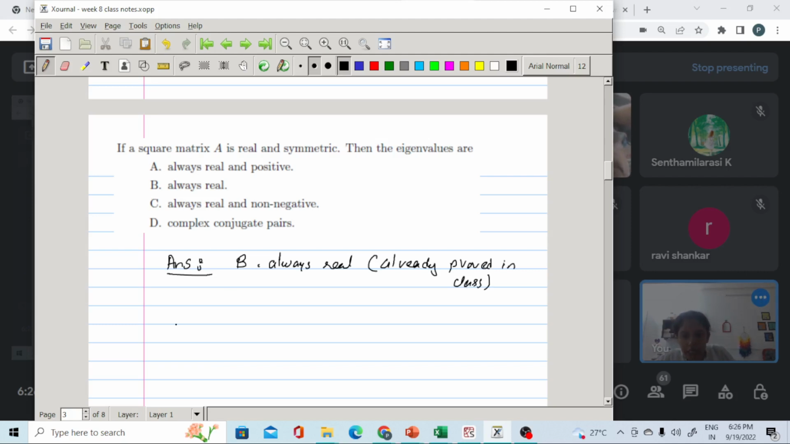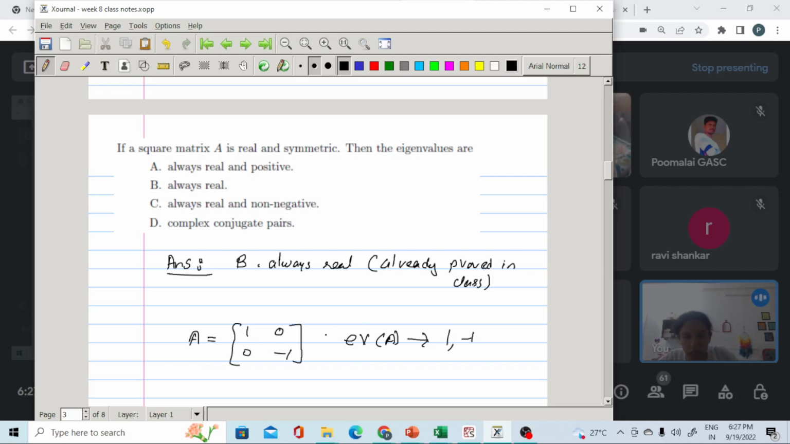If I take the matrix A equals 1, 0, 0, minus 1, what are the eigenvalues of A? 1 and minus 1. A is a diagonal matrix, and for a diagonal matrix we can easily say the diagonal entries are the eigenvalues. So 1 and minus 1.